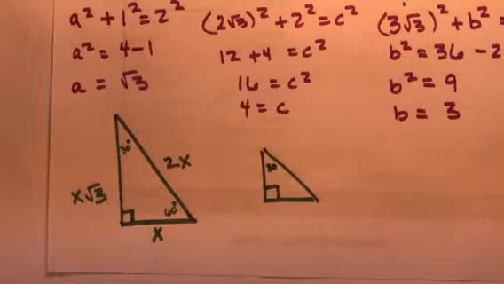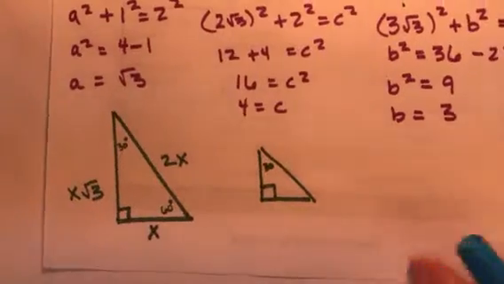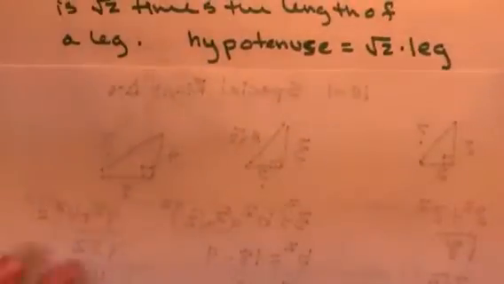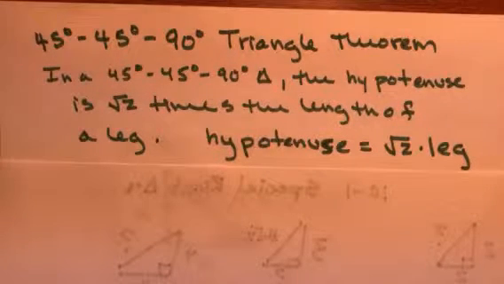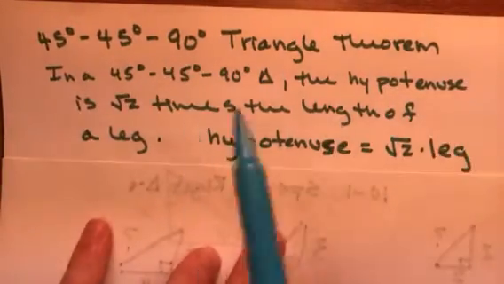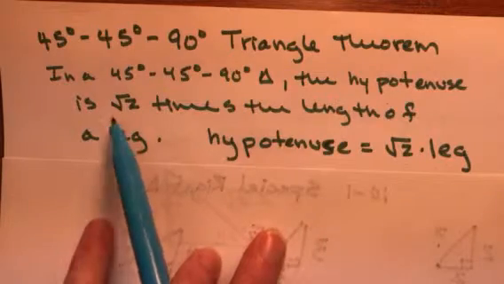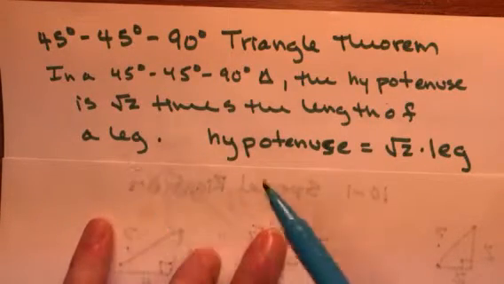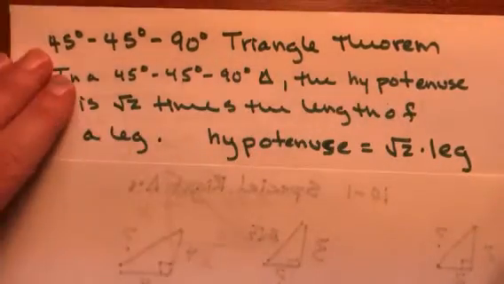So let's go ahead and put that into some theorems. How do we say that? We are going to call this the 45, 45, 90 triangle theorem. And this is just writing out the pattern that you've already discovered, which is in a 45, 45, 90 degree triangle, the hypotenuse is square root of 2 times the length of a leg. So the hypotenuse equals square root of 2 times a leg.